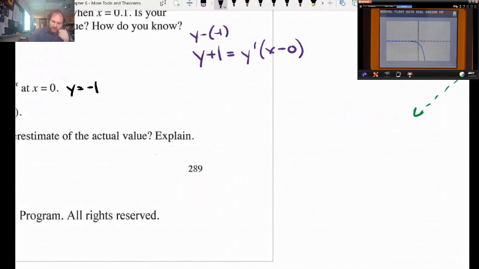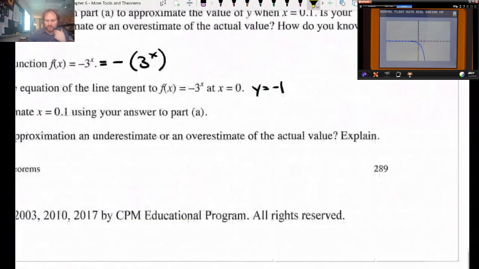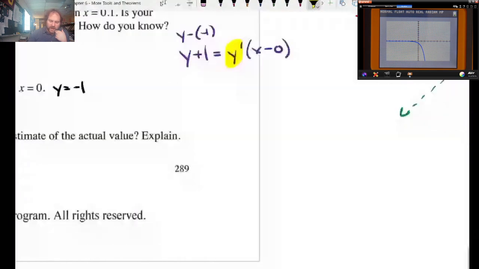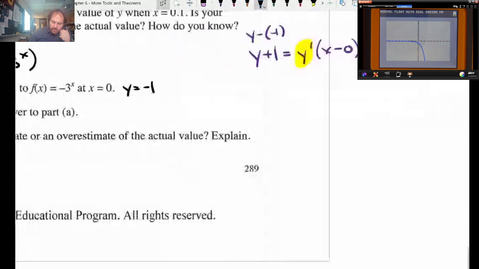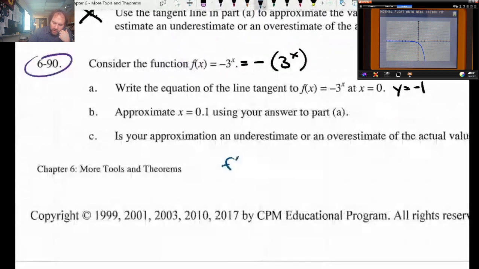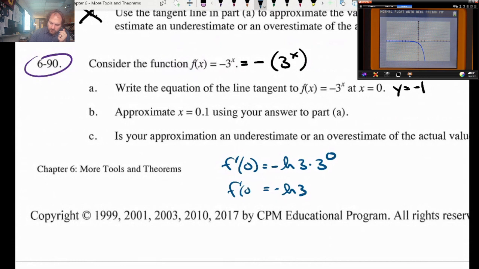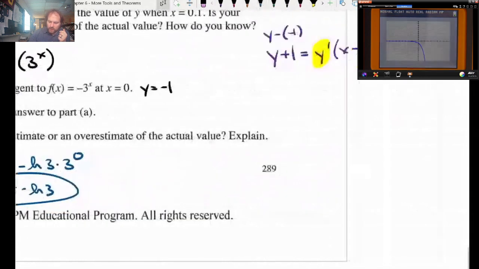The only missing piece, just like before, is what the derivative is, so we've got to do that. We're looking for f prime. I'm going to do it down here. I'm looking for f prime of 0, essentially, in this problem. The derivative of negative 3 to the x is the negative natural log of 3 times 3 to the x power, like that. And since it's going to be f prime of 0, we'll plug 0 in for x. This is just going to be the negative natural log of 3 for our slope, f prime of 0. That's going to go in place over here.